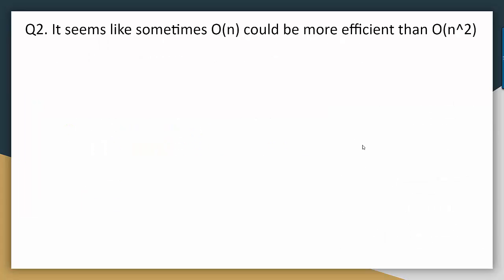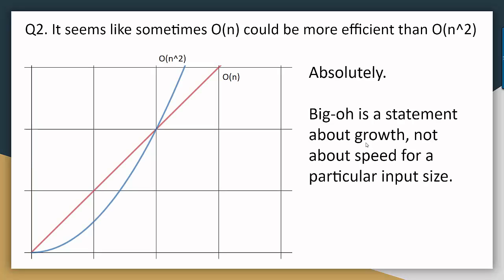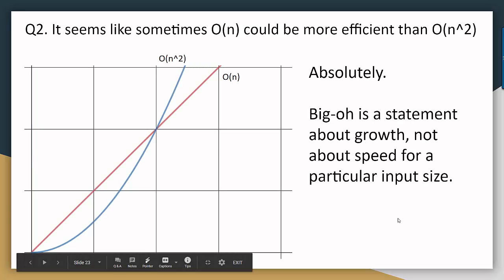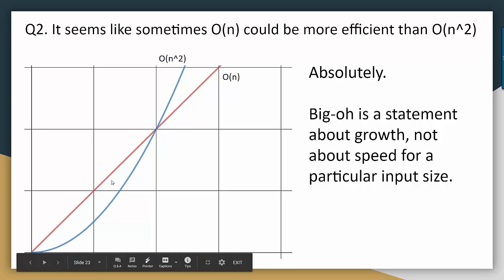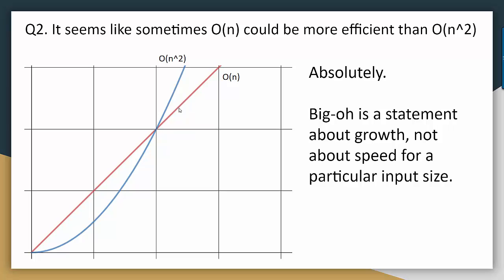Somebody says, it seems like big O of n could sometimes be more efficient than n squared. And the answer is absolutely. It's very possible to have a linear function that takes more time steps for smaller inputs than a quadratic function. But the whole point about comparing growth is that even the steepest linear function is eventually going to take less time than even the shallowest quadratic function.